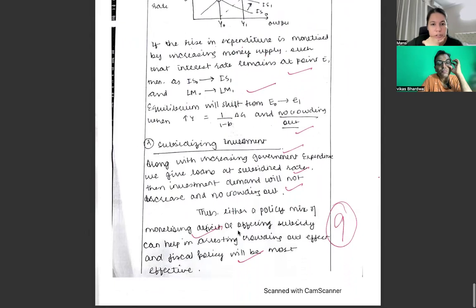The second is subsidizing the investment. Along with increasing government expenditure, we give loans at a subsidized rate, and then investment demand will not decrease, so no crowding out. Thus either a policy mix of monetizing the deficit or offering the subsidy can help in arresting the crowding out effect, and fiscal policy will be most effective then.